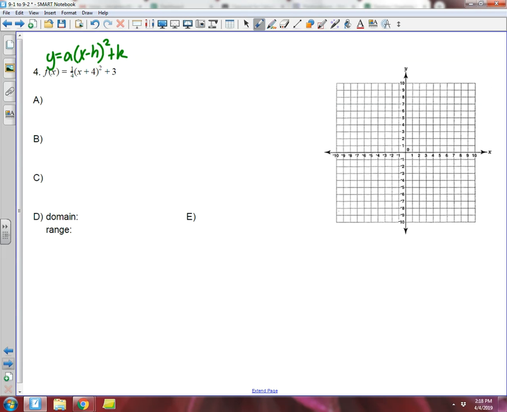Okay, so now that I have my vertex form in here, I'm looking for h comma k. What is the original h? 4. So then what is the h in my vertex? -4. And what's the k? 3. Okay, graph it. Let's confirm.